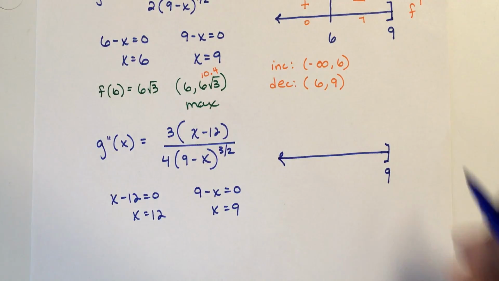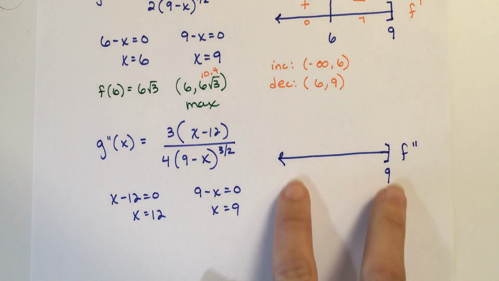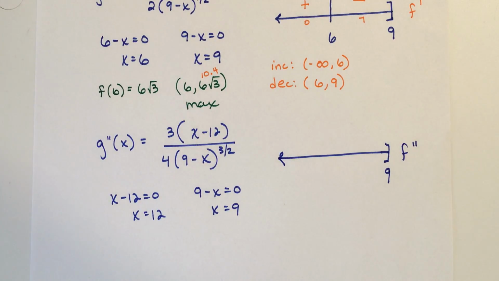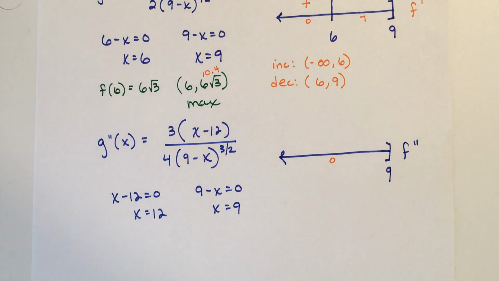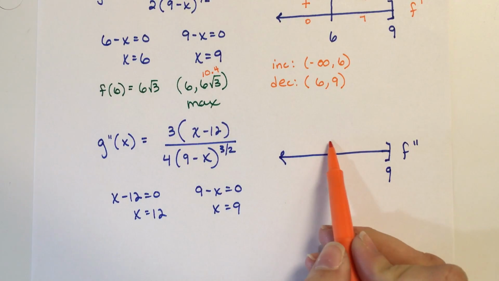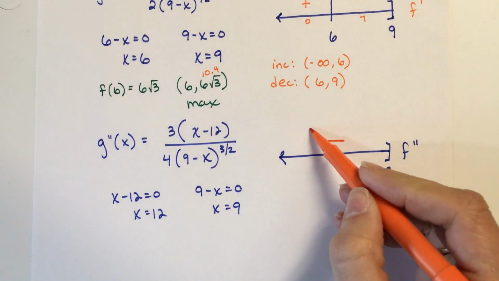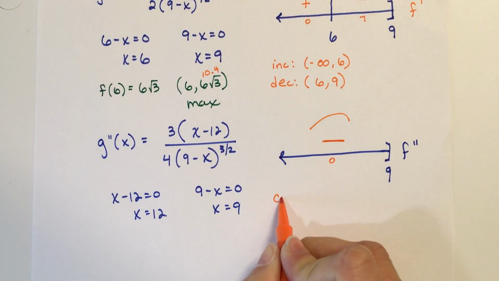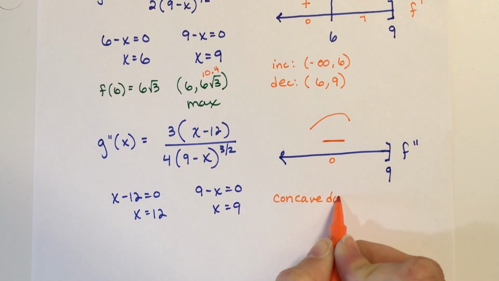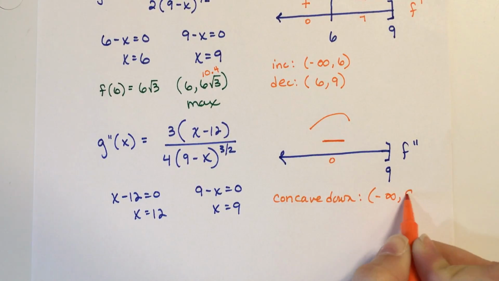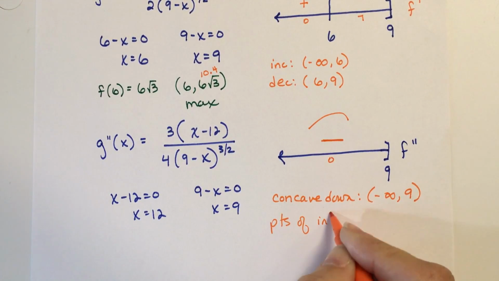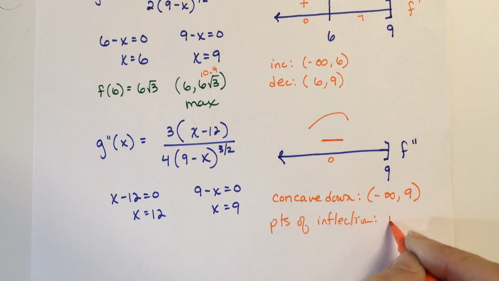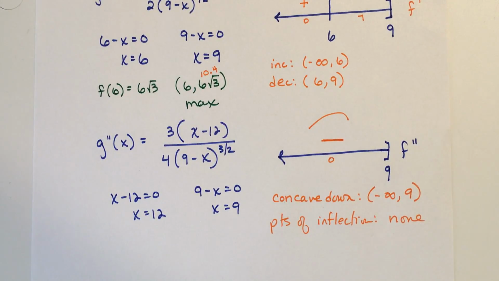So when it comes to testing for your second derivative, you just have this one large interval that's all going to be either concave up or concave down. So just pick one number. I'm going to use 0. If you substitute that in, then this will actually all be concave down. So concave down would be negative infinity to 9. Now, you're not going to have any points of inflection because you would have to have, remember, a change in concavity in order to have points of inflection, okay?